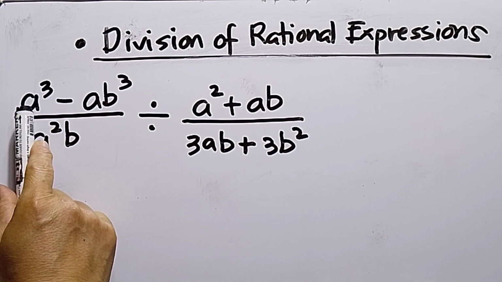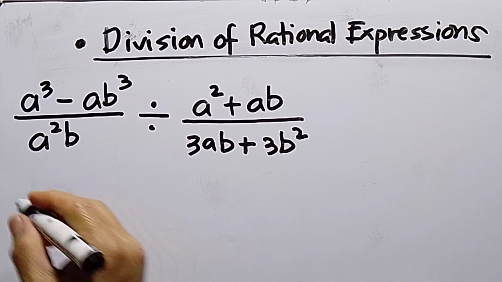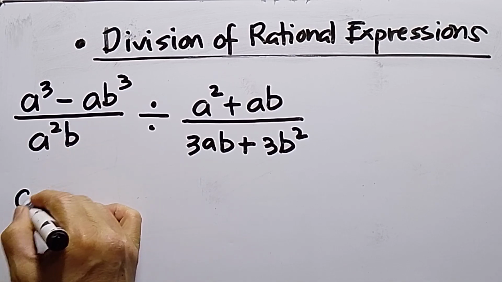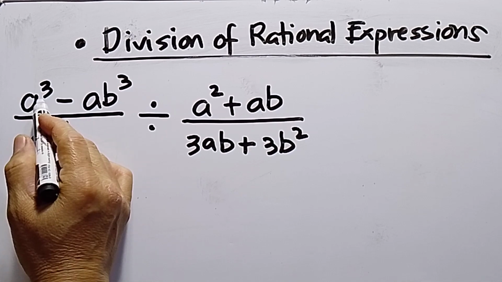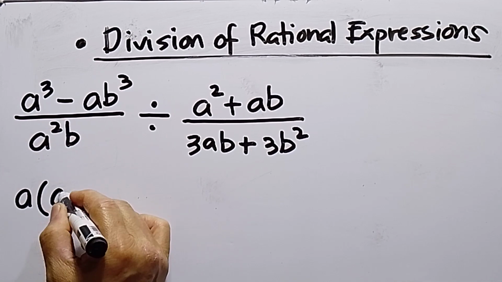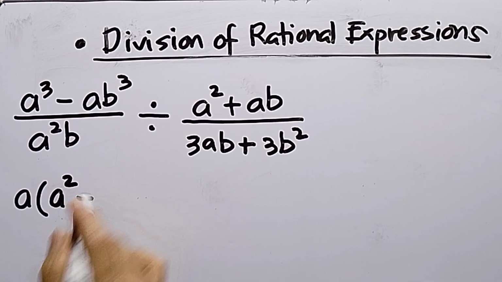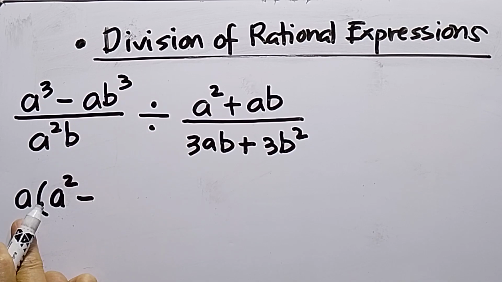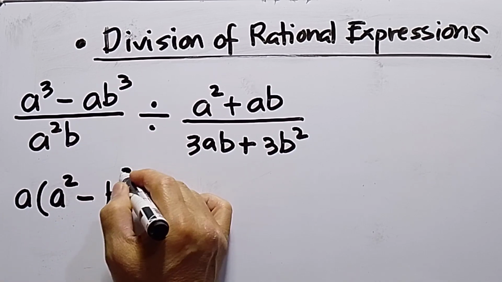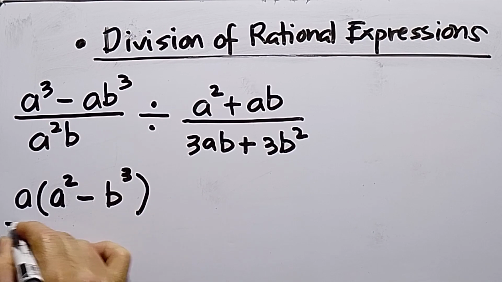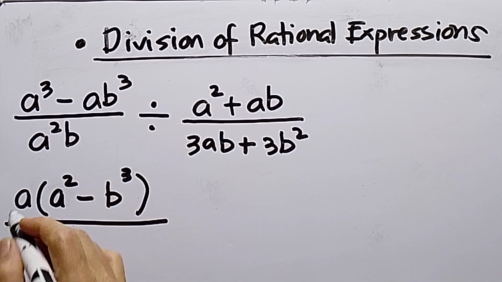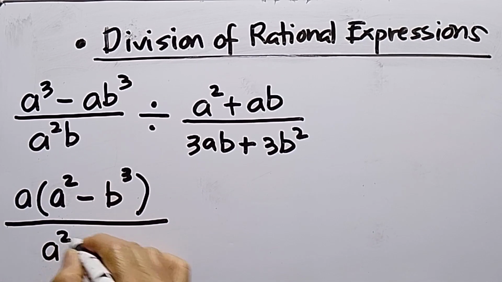So common between a cubed and ab cubed is a. And then a cubed divided by a will be a squared. Then minus ab cubed divided by a will be b cubed. Okay? Then copy a squared b.